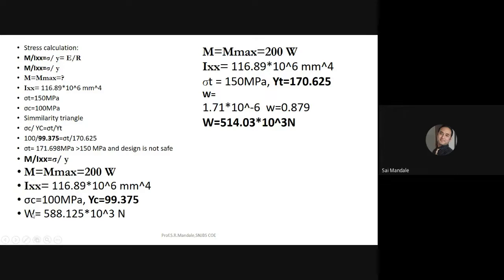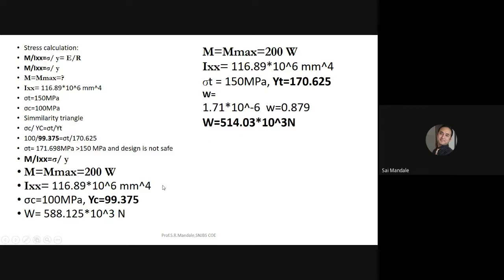In case number 2, we have to put the value of sigma t equal to 150. M should be the same, I should be the same, sigma t is 150 and yt will be 170.625. In that case, we have to identify the value of W. So here the value of W is 588.125 kilonewton, and here it is 514.03 kilonewton. So the minimum value of W is the safe value.